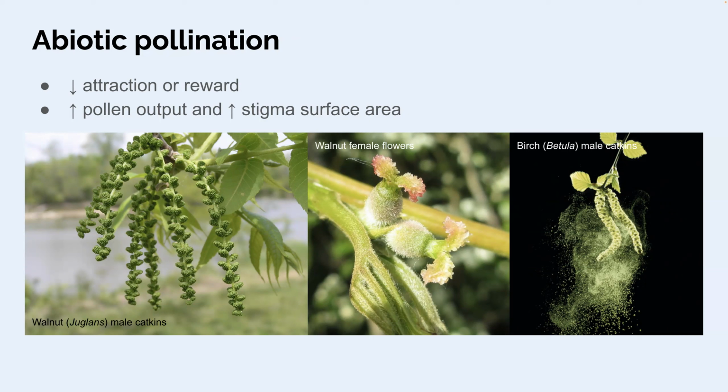The female component, we're often looking at big stigmas. So again, capturing pollen out of the air. If you're going to catch something out of the air, you're going to need a bigger surface area, a big glove to catch it with. So we see big stigmas here in the walnut female flowers, and lots of male flowers that are reduced.